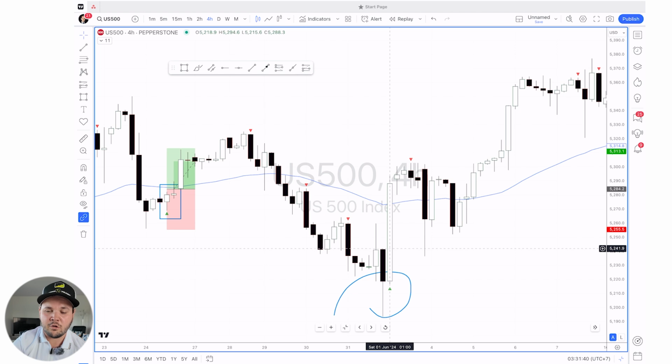This is a big engulfing candle here. I will not enter this because we have a big stop loss when you have to enter this market.